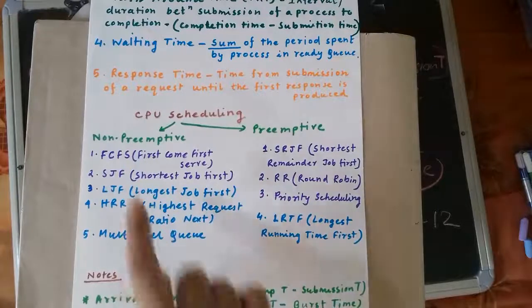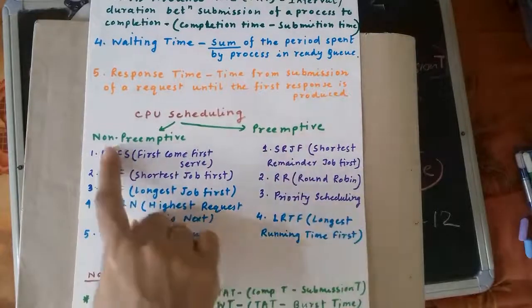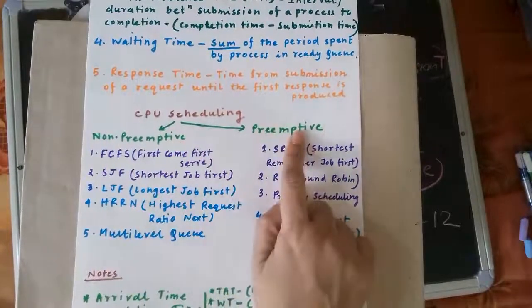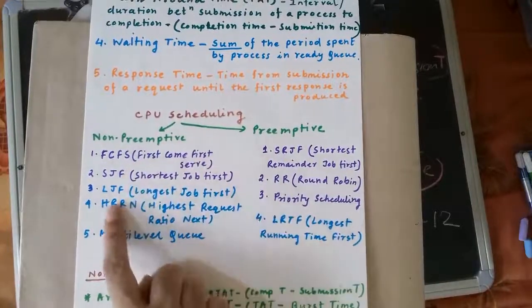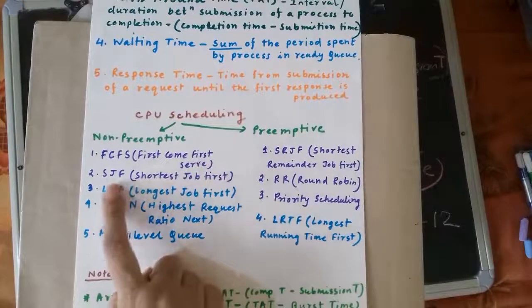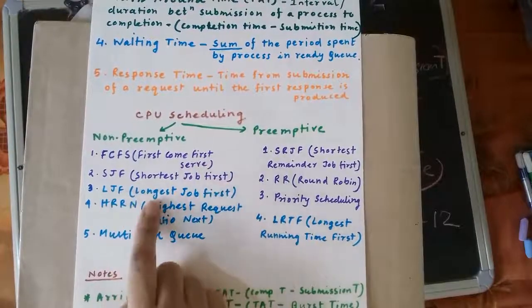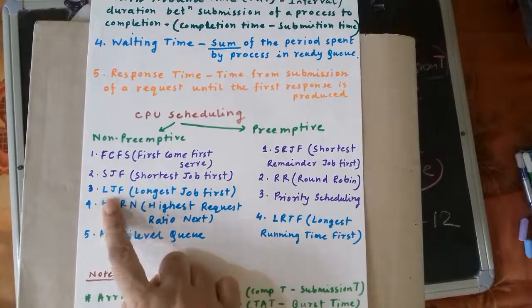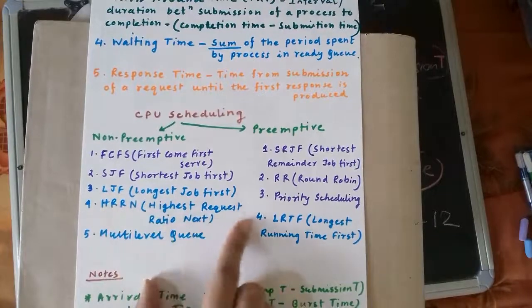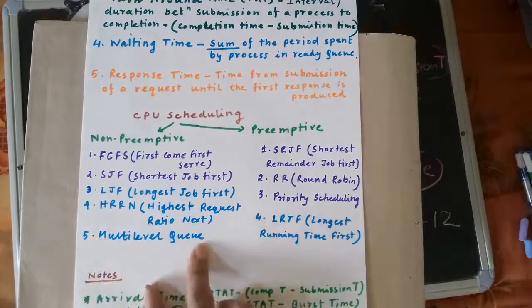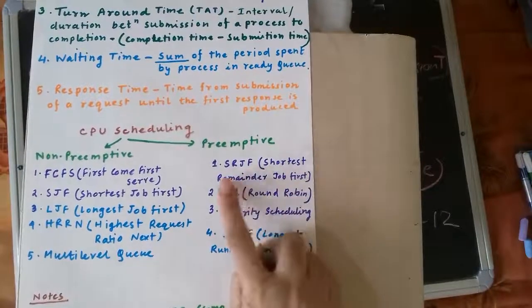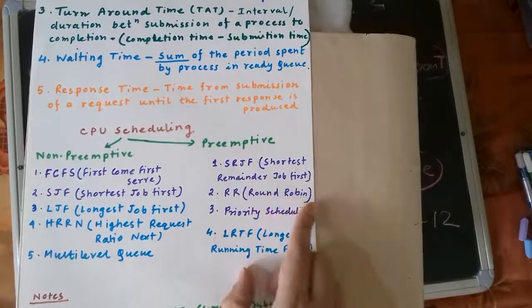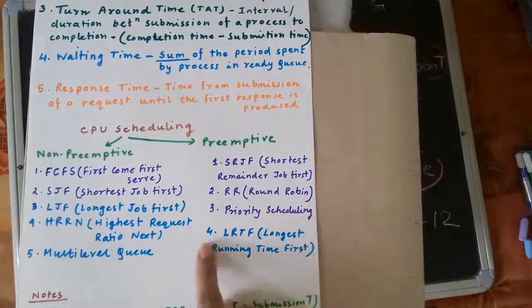CPU scheduling algorithms are divided into two: non-preemptive and preemptive. In the non-preemptive category, you have FCFS (first come first serve), SJF (shortest job first), LJF (longest job first), HRRN (highest response ratio next), and multi-level queue. In preemptive, we have SRJF (shortest remaining job first), RR (round robin), priority scheduling, then longest running time first.